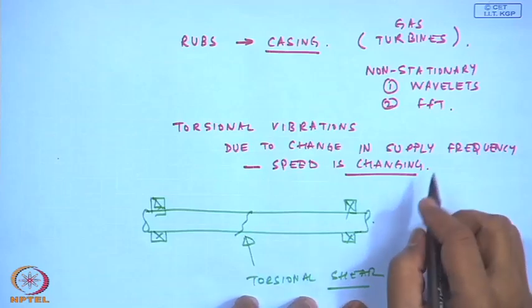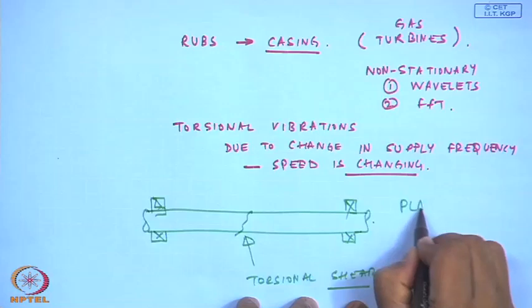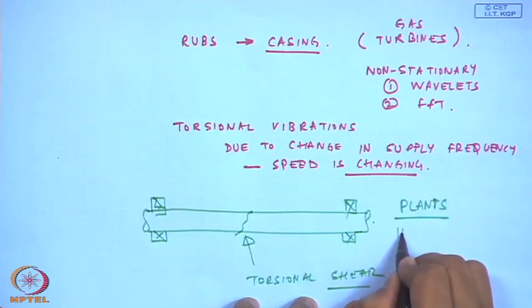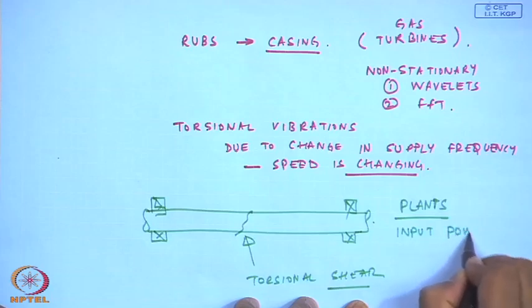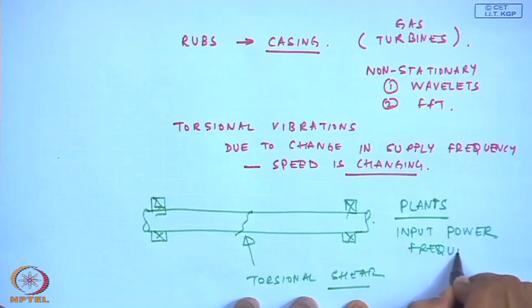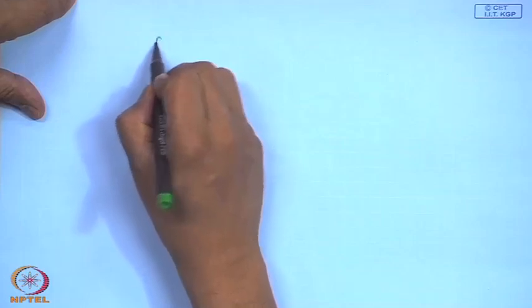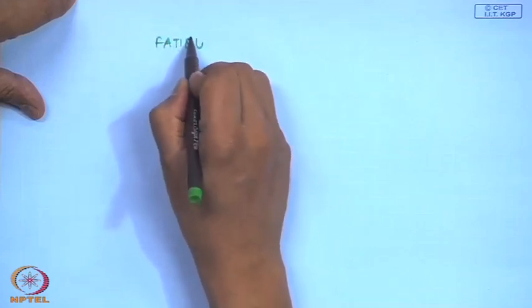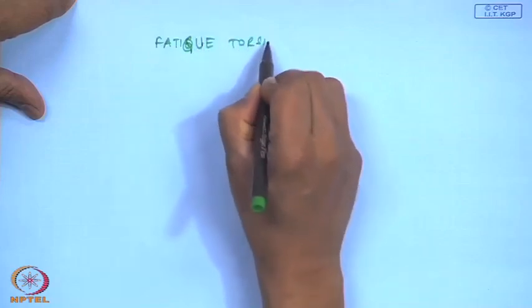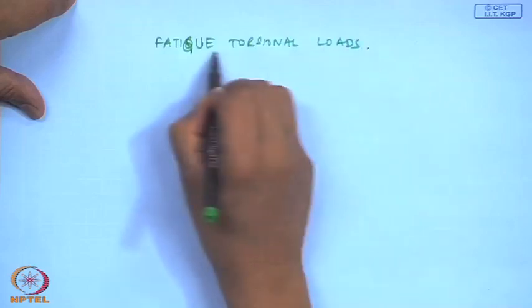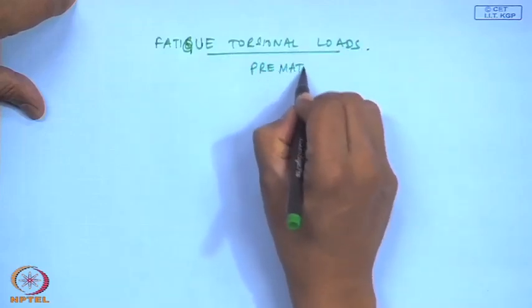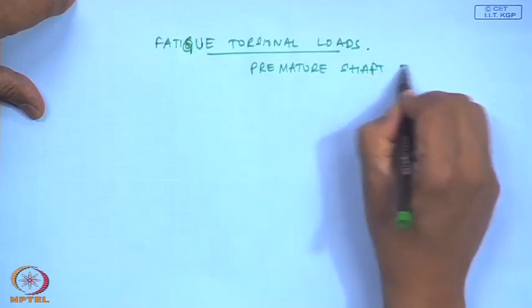So, many times in many plants, input power frequency, at least in India, has to be maintained constant at 50 hertz. Because of the load, poor power generation, sometimes this falls, but then again if it increases and decreases, this will give rise to speed fluctuations, and the speed fluctuations will introduce fatigue torque, torsional loads, and lead to premature shaft failure.